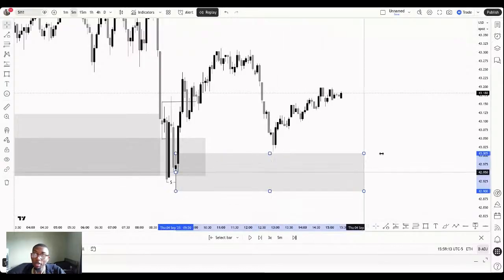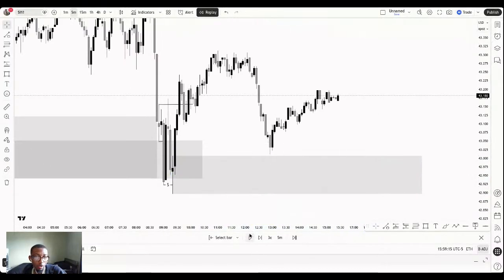If price is not hitting my point of interest, I'm not entering. I don't care if we get one pip away from my point of interest. If we're not touching it, no entry. I see that it's creating liquidity, so it's got to come back down anyway.